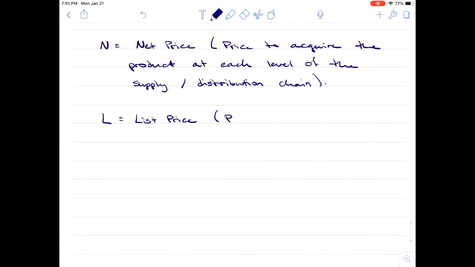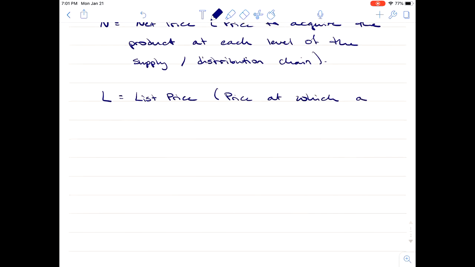So it's the price at which a product is suggested to be sold at by the manufacturer.